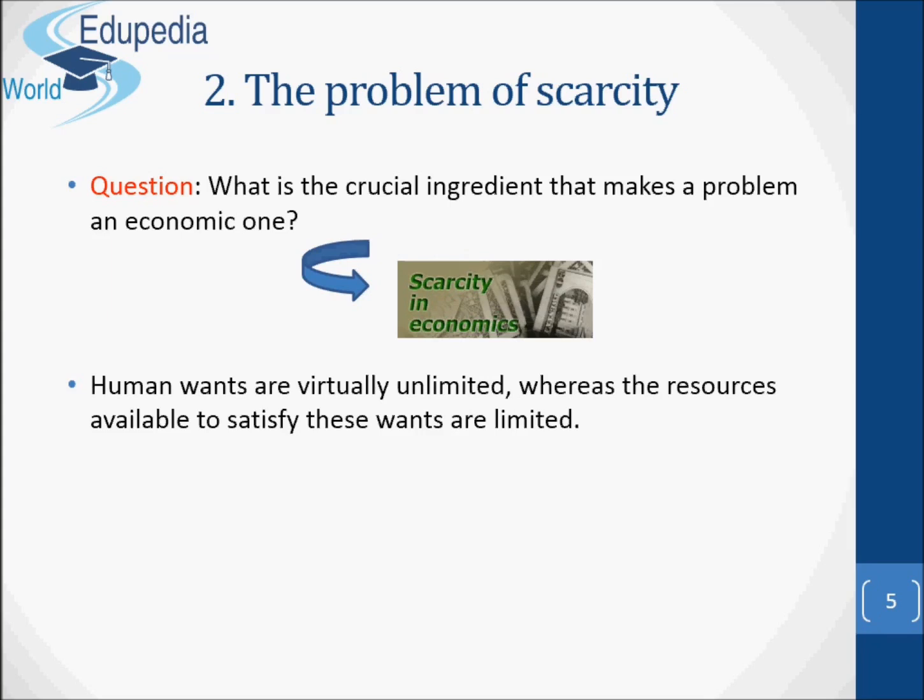So this is the fundamental economic problem. Human wants are virtually unlimited, whereas the resources available to satisfy these wants are limited. We can thus define scarcity as follows.